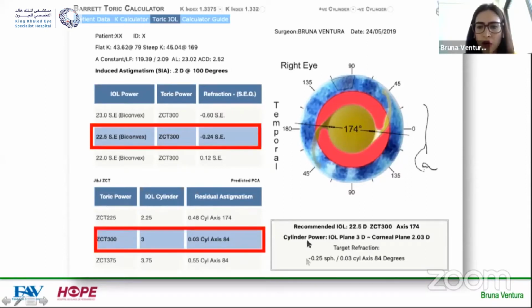And below here, we see a summary of everything we were seeing in the other parts of the calculator. Since we had put emmetropia as the target refraction, the calculator recommended a 22.5 diopter ZCT 300, which we had already seen here, with an axis of alignment of 174 degrees.